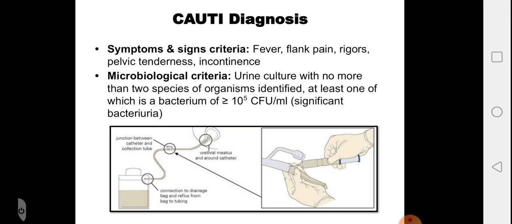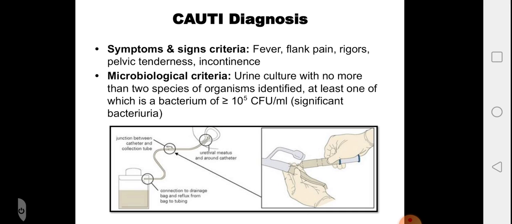Okay, so you're doing a quantitative culture, that's why you're giving even the count of the bacteria. Hence a count of more than 10 to the power of 5 colony forming units per ml of urine is known as significant bacteriuria.